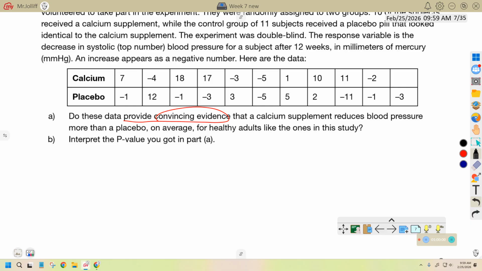So the first thing I'm going to do is define that mean difference. So the decrease in systolic, which is what we're talking about, for calcium is going to be mu1. The decrease in systolic for placebo, that's going to be group 2. Because I like to do things in the order they're given to me in the problem. That's helpful because that's going to determine the inequality that shows up in our alternative.